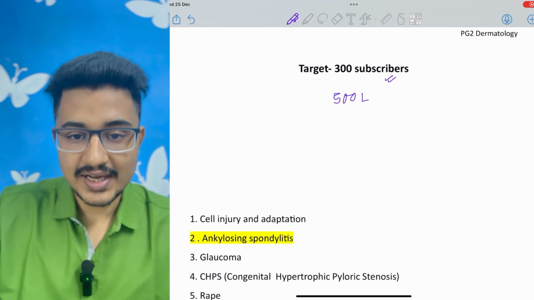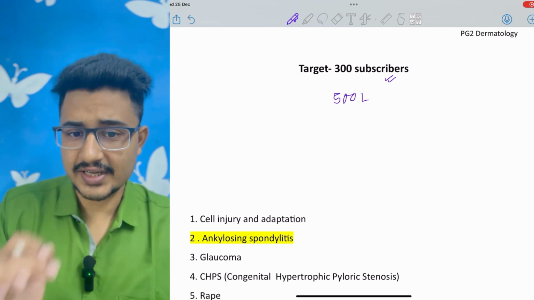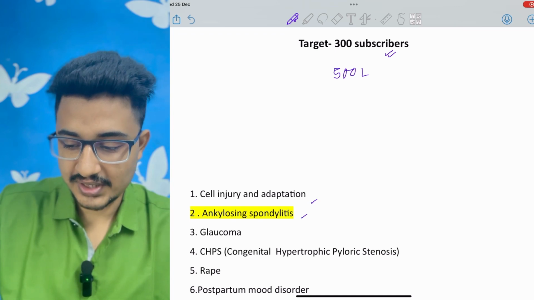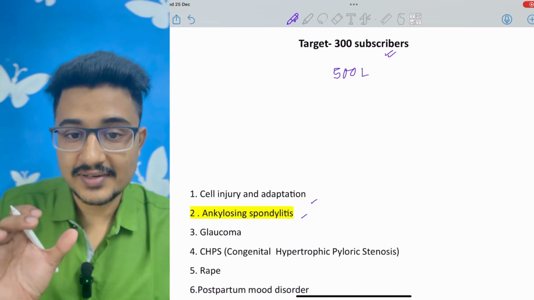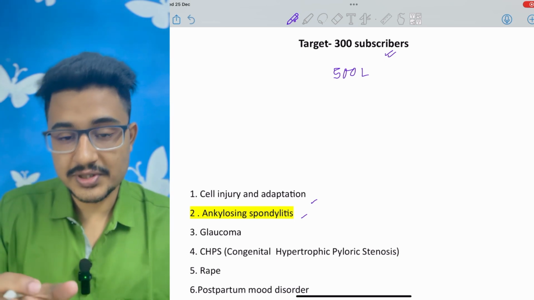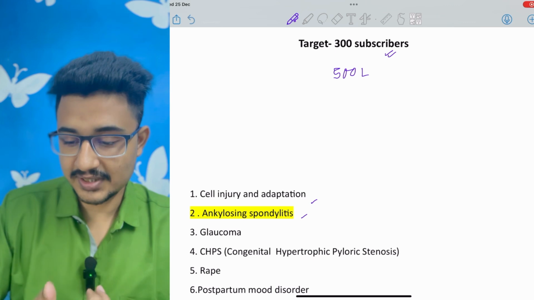Starting with cell injury and adaptation. So the basics of necrosis and apoptosis. After that is ankylosing spondylitis. This is asked multiple number of times, and why I have given a highlight, because I have given highlight in those topics which are short topics but are multiple repeated.